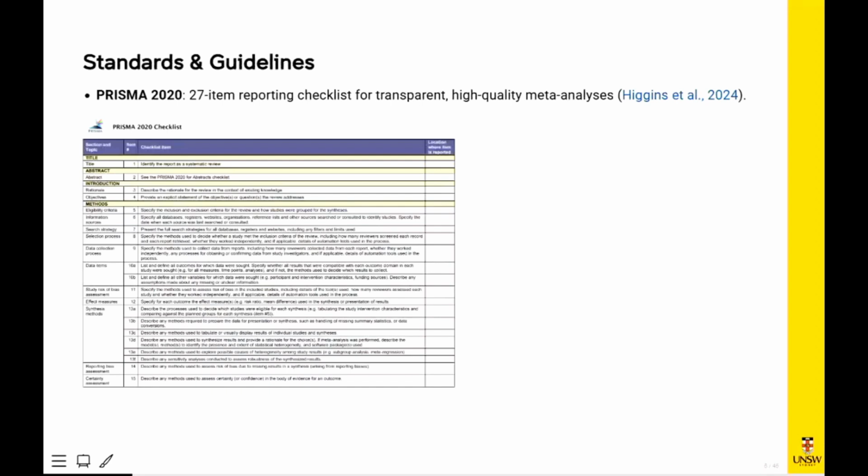One of the best tools out there to help you do that is the PRISMA guidelines. They provide a checklist, this is only part of it, that you should go through as you are doing your meta-analysis to make sure that you've done every single thing on that checklist. It's very handy and very helpful, and it keeps you on track.